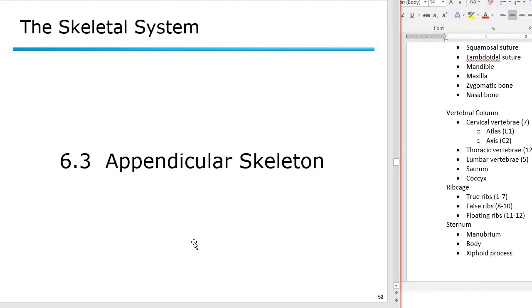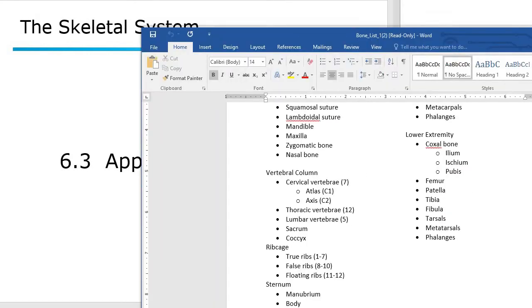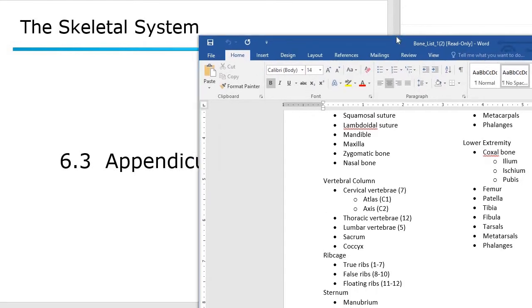Alright, so let's now move on to the appendicular skeleton. I'm going to move this over here so we can see the bones that we need to know for the appendicular skeleton.